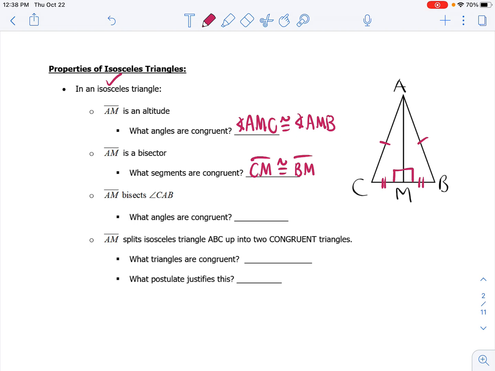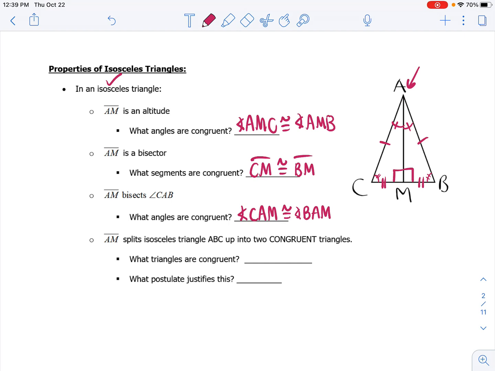The third bullet point is something that we've spoken about before, but we've seen AM bisects angle CAB. And we may not have focused too much on this, but be aware that you have angle CAM congruent to angle BAM. Okay, so this will always happen, that vertex angle will always be bisected. And then also these base angles are congruent.